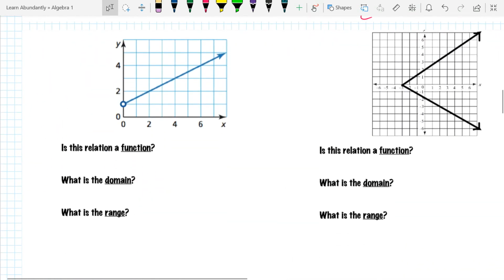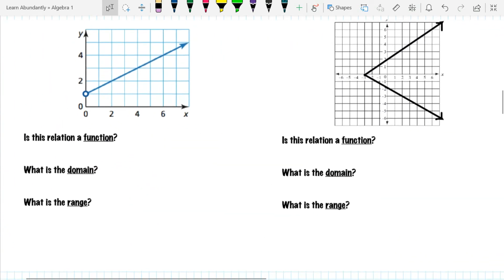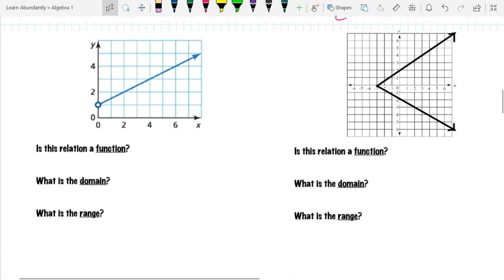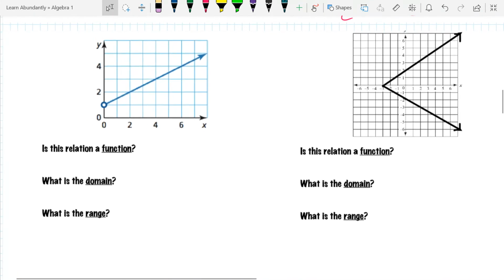I want to take a look at these last two examples. Is this a function? Is this a function? The one on the left is yes, it's a function. I never hit that line more than once. But the one on the right, nope. It fails the vertical line test.